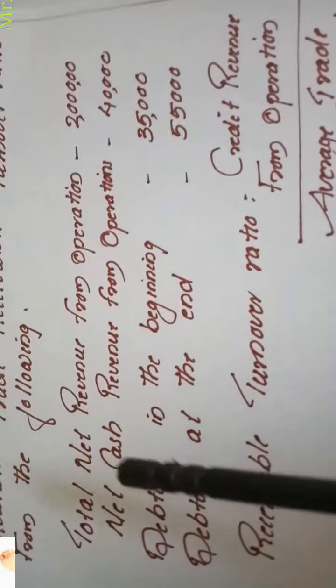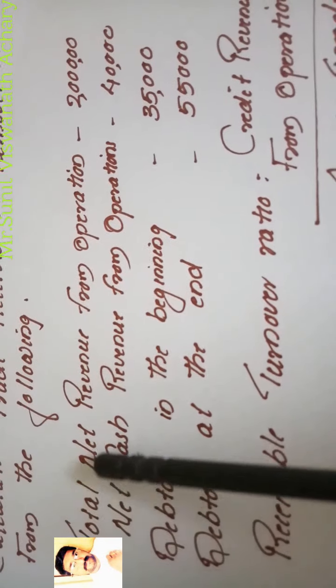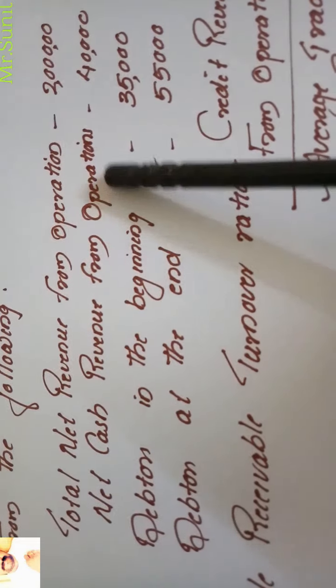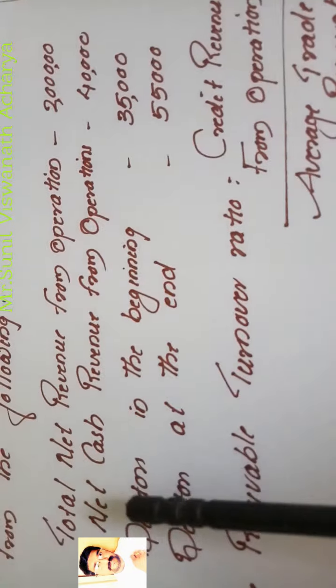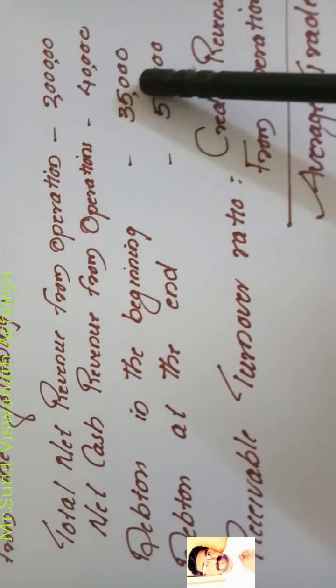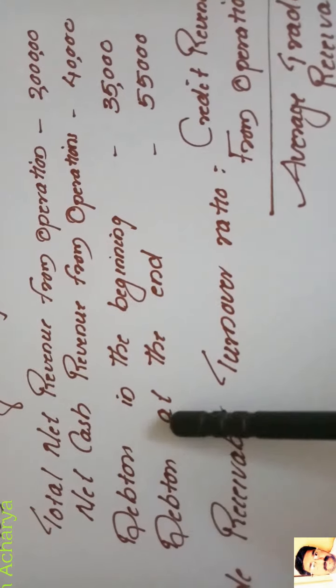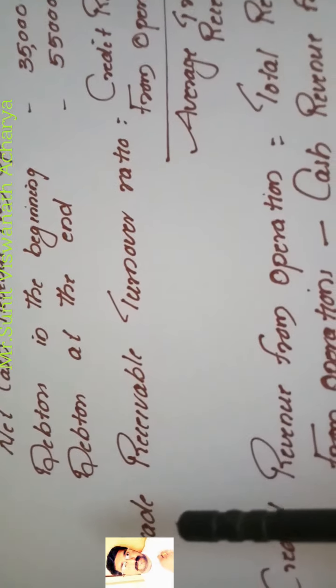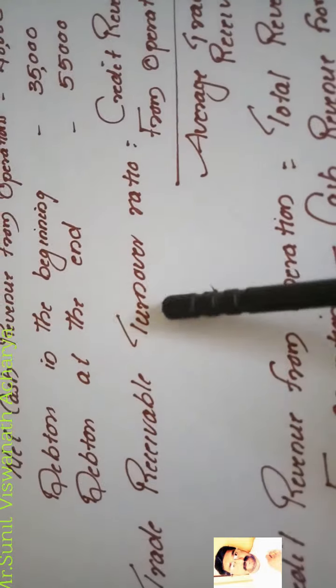So what are the information given in the question? Total net revenue from operation 2 lakhs. Net cash revenue from operation 40,000. Debtors in the beginning 35,000. Debtors at the end 55,000. So what we have to calculate is trade receivable turnover ratio.